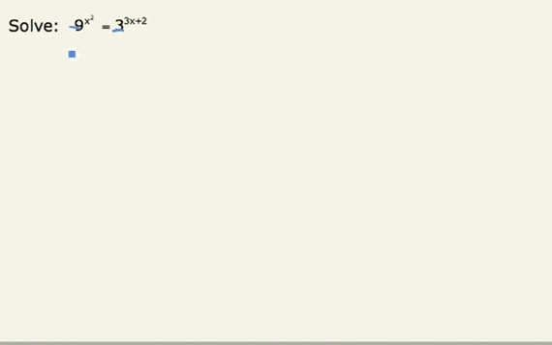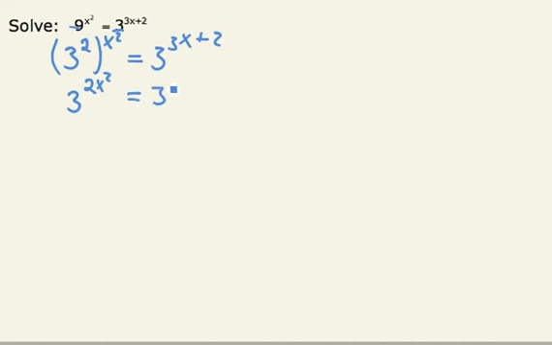So if I can just think for a moment that 9 is the same as 3 squared. And if we use a property of exponents, when I raise a power to a power, recall we multiply exponents. So this is 3 to the 2x squared equals 3 to the 3x plus 2. We now have an equation where the base is the same on both sides.